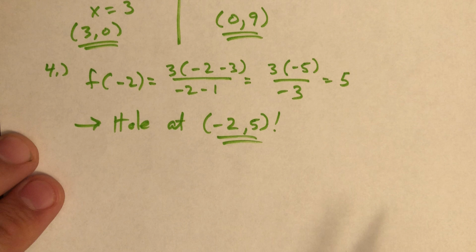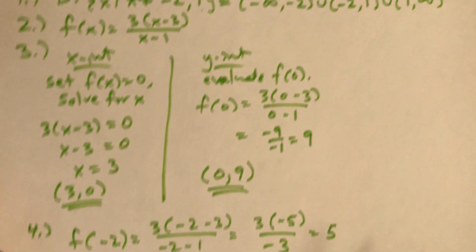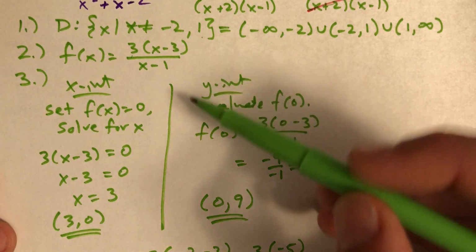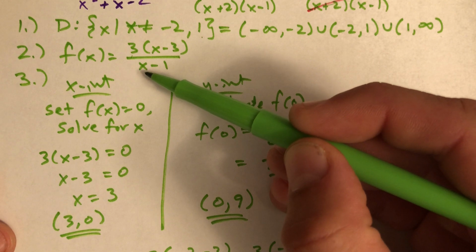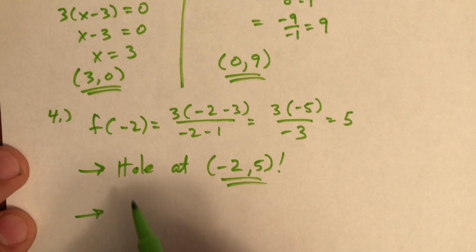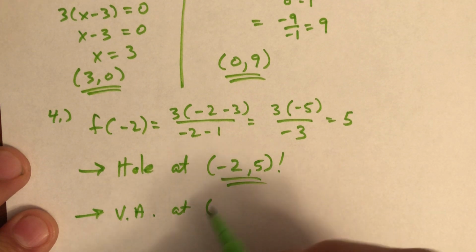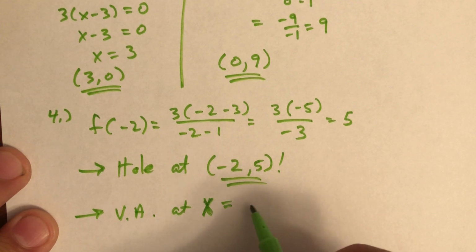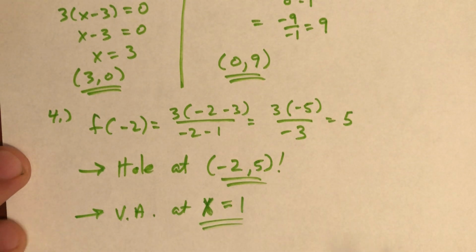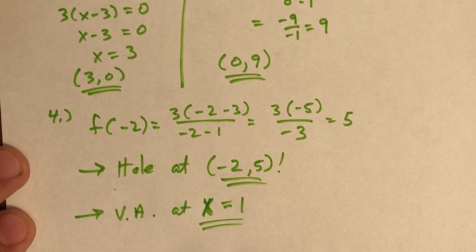Okay, so our other zero from our other domain restriction that we had to check was 1, and we can see from our reduced function, again pointing at this one, if I put 1 in here, it is going to make that a 0. So this is going to be a vertical asymptote. So we're going to say vertical asymptote at x equal 1. Okay, so we got a hole in the graph at -2, 5, and a vertical asymptote at x equal 1.